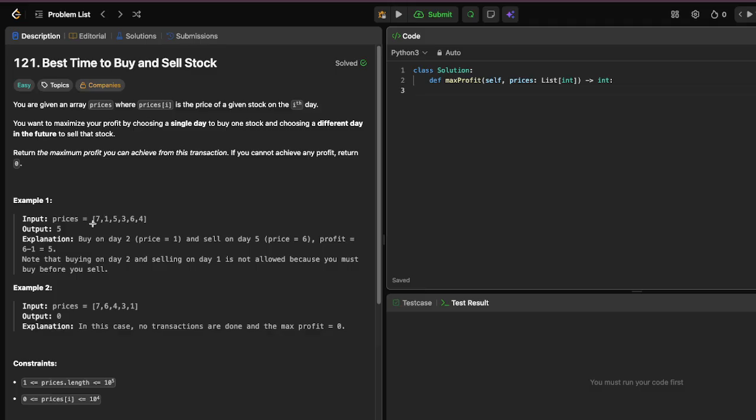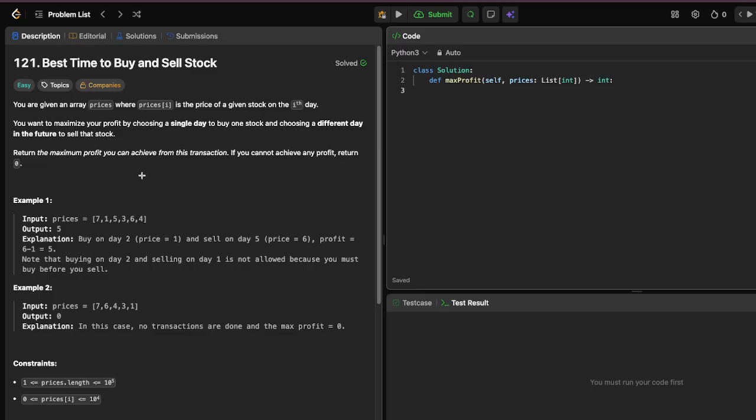But no, 7 is before 1. You have to buy first, then sell. You can't buy in the future and sell in the past. This array is going in the future, day by day. This is the next day, and the next day, and the next day. So you have to sell in the future, basically. You have to buy before you sell. It says that right here, but I was just making sure you understand that.